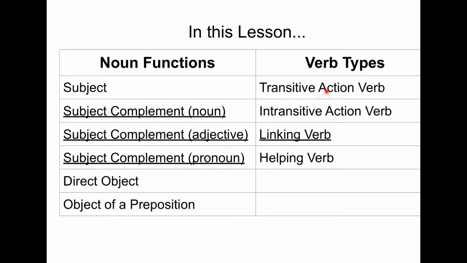We'll look back at transitive action verbs, which go with direct objects, intransitive action verbs that have no direct object, helping verbs that go along with main verbs, and objects of prepositions and subjects.